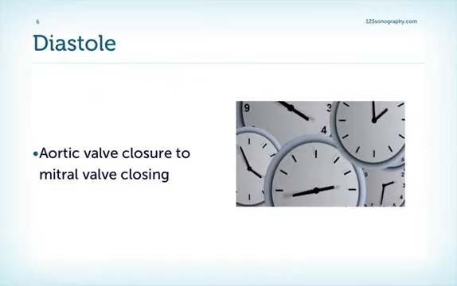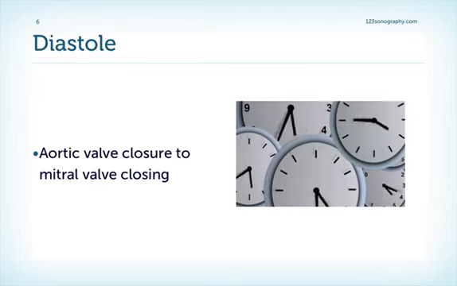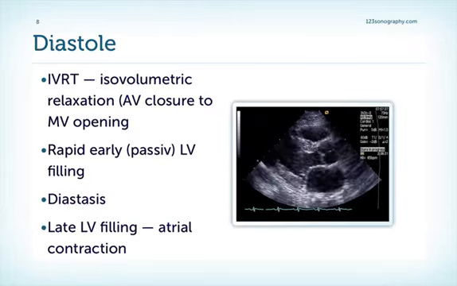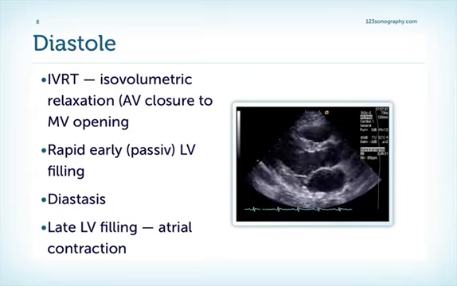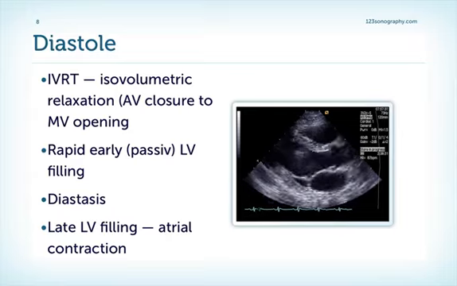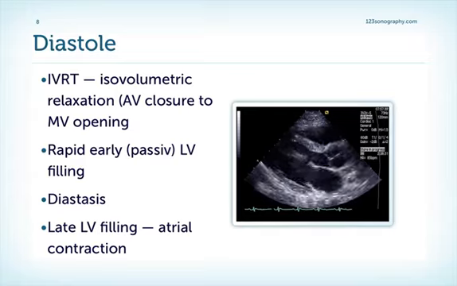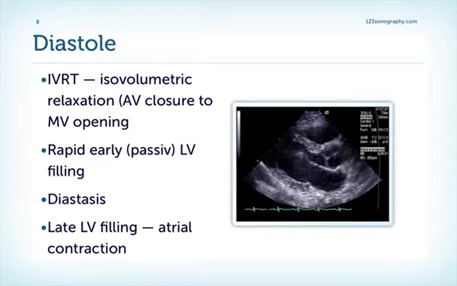Diastole is defined as the time interval between aortic valve closure and mitral valve closure. In the ECG, diastole occurs between the T wave and the onset of the QRS complex. Diastole consists of several components: the isovolumetric relaxation time, which is defined as the time between the aortic valve closure and the mitral valve opening, rapid early or passive left ventricular filling, diastasis, and finally late left ventricular filling, which correlates with atrial contraction.